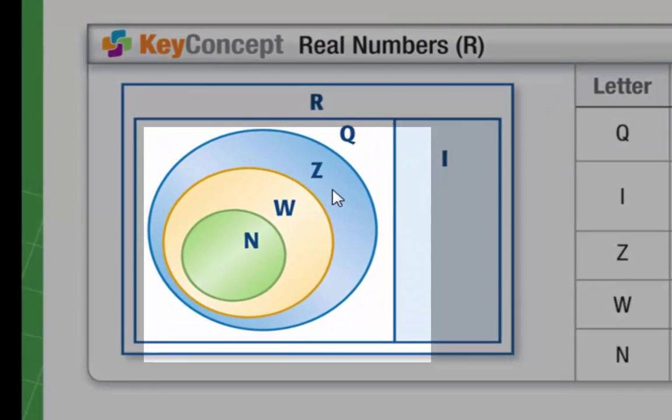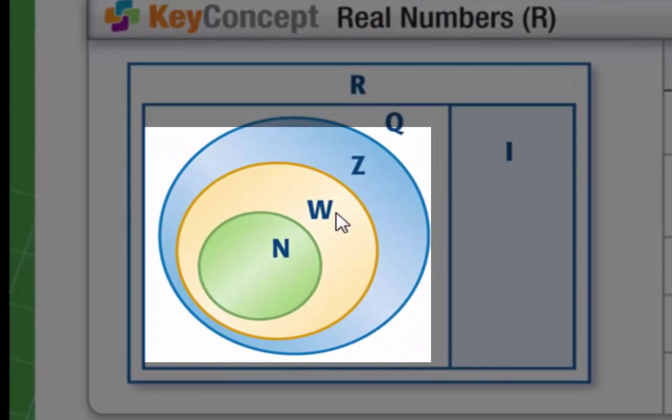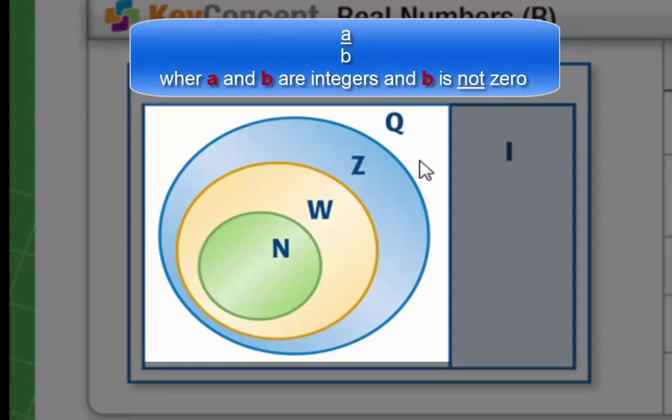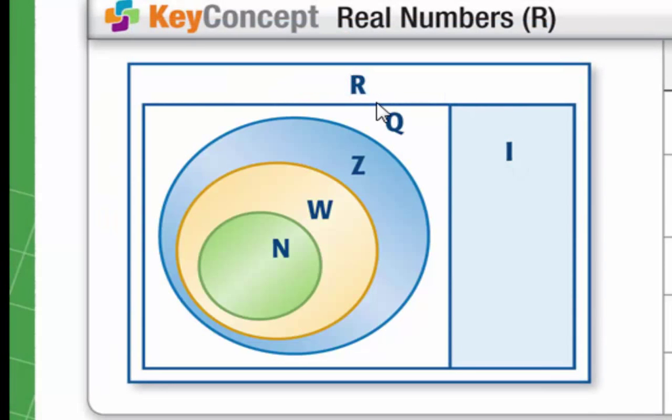Now, integers contain the whole numbers and their opposites. It's like 5 and negative 5, 17 and negative 17. It also contains 0. Now, the bigger set than the natural numbers, the whole numbers, and the integers is the rational numbers. Rational numbers are numbers that can be written as a over b, where a and b are integers, and b should be different from 0. Of course, you cannot divide by 0. Now, the rational numbers are also part of the real numbers, so it's a subset of it.